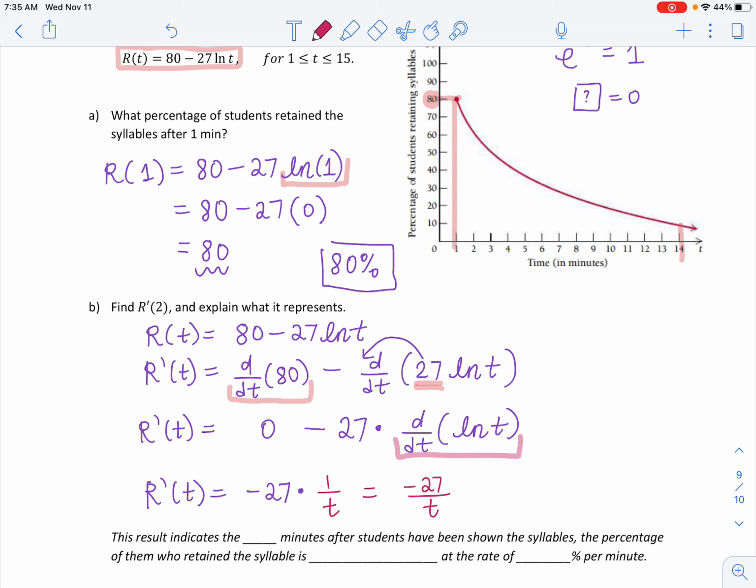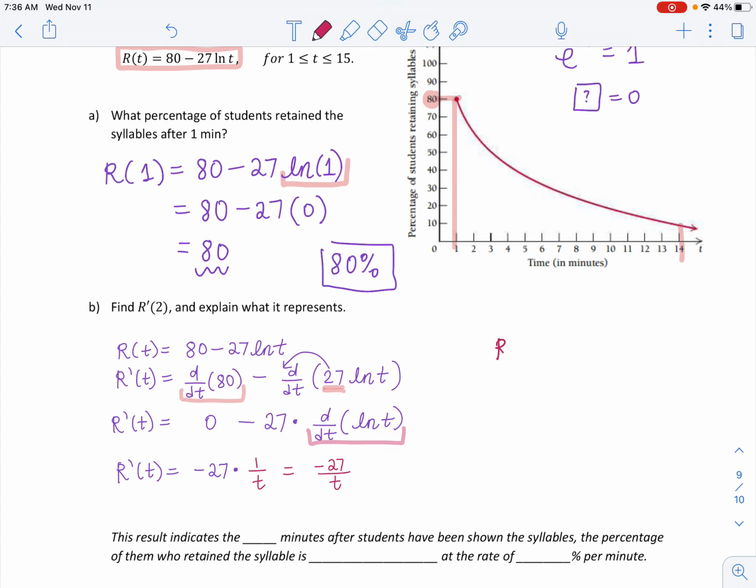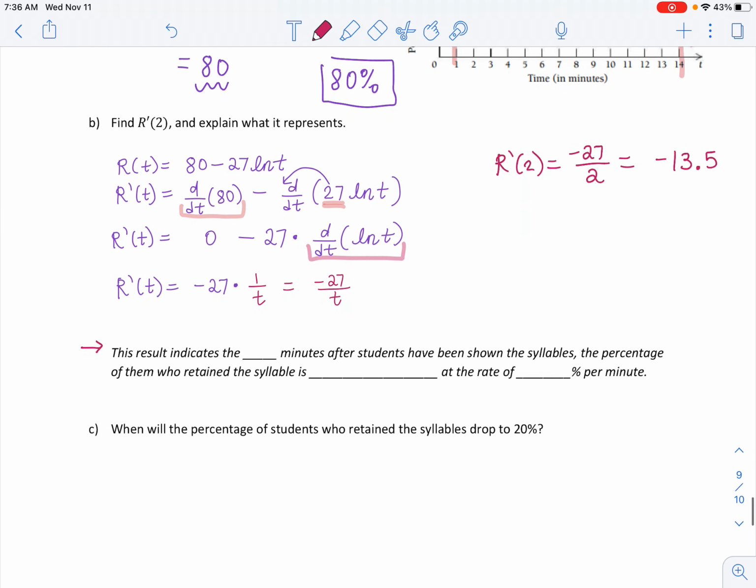So now let us find what they want. They wanted you to find R prime of 2. That will be negative 27 divided by 2. So now I think the unit is percentage points. What is half of negative 27? Negative 13.5. So I can say it's going down by 13.5 percentage points. Oh, I think I have the fill in the blank answer right here.